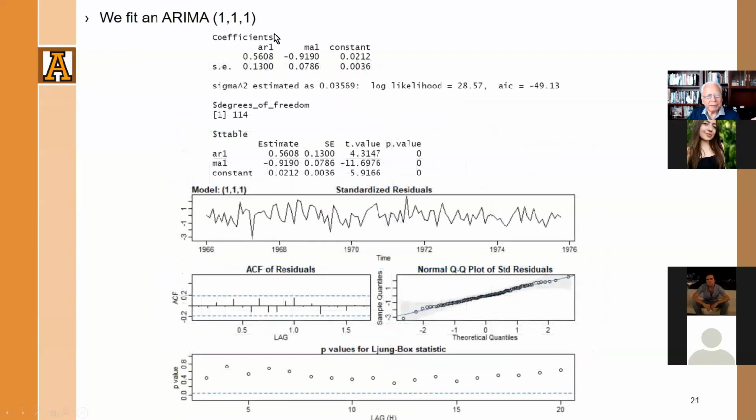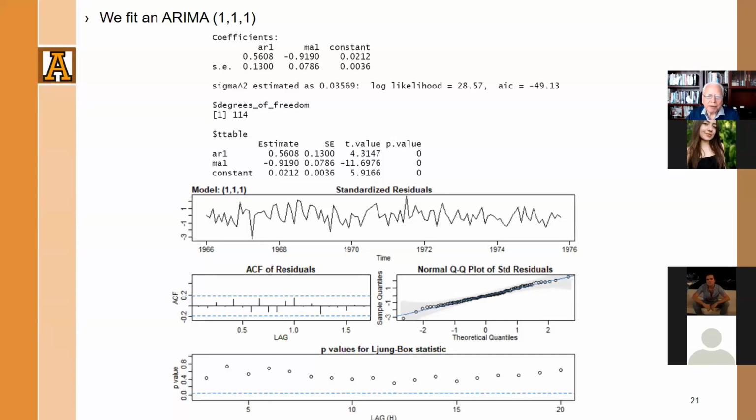So here, this is a fit of the ARIMA 1,1,1 with the log of the series. That's the ARIMA 1,1,1. And it turns out that the three parameters are significant. That's the autoregressive coefficient, the moving average coefficient, and the constant term. All of them are significant. We took one difference, and we're working with the difference of the log of the robberies.